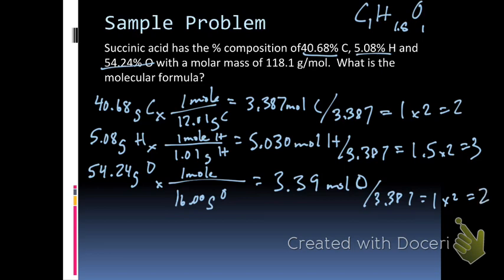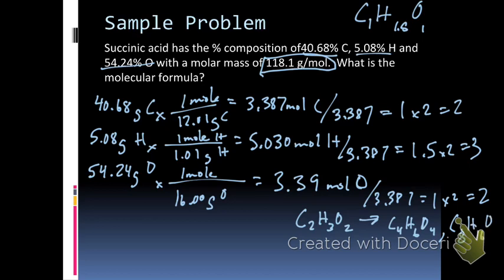And so my empirical formula is C2H3O2. Now, we have to go back. The molar mass is this amount, right? This is the empirical formula. So remember the molecular formula. This is empirical. It could be C4H6O4, or what else could it be? C8H16O6. So it could be several things. We just have to figure that out.